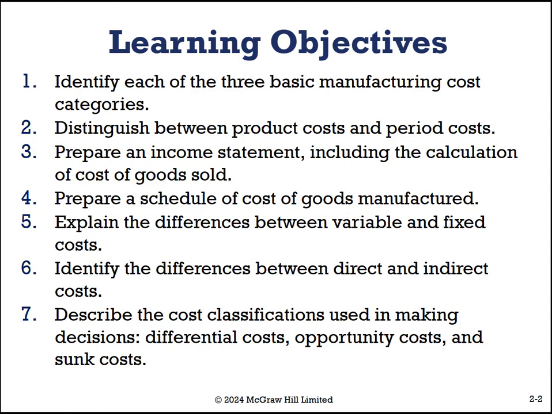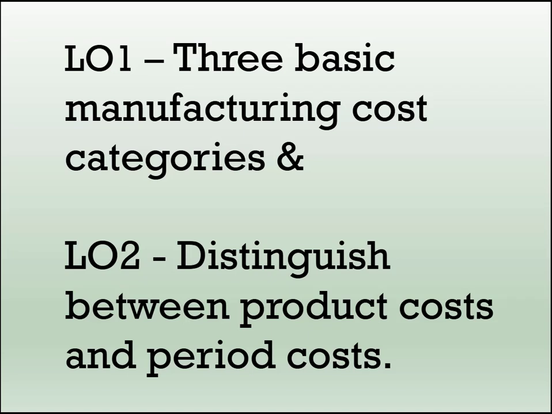Okay, so without further ado, we are going to smash out two learning objectives in this one video. We will be looking at the three basic manufacturing cost categories. And then we're going to look at how we distinguish between what is a product cost and what is a period cost, and why this matters.